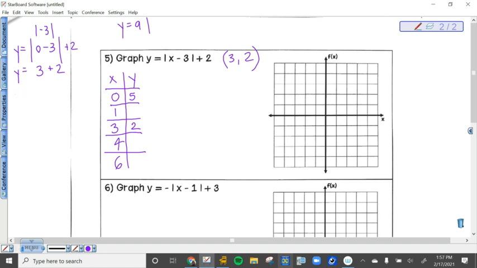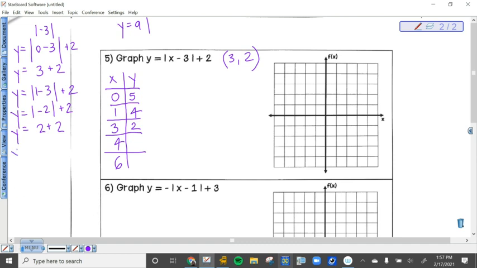Now with 1. y equals the absolute value of 1 minus 3 plus 2. What's 1 minus 3? Negative 2, plus 2. y equals, what's the absolute value of negative 2? 2. So what's y equal? 4. Good.